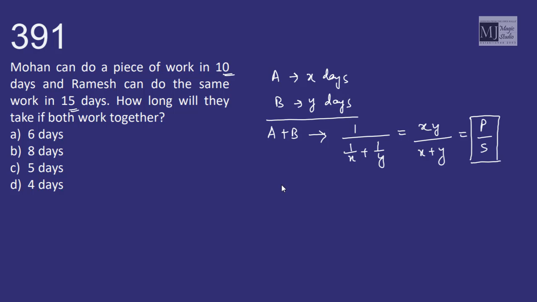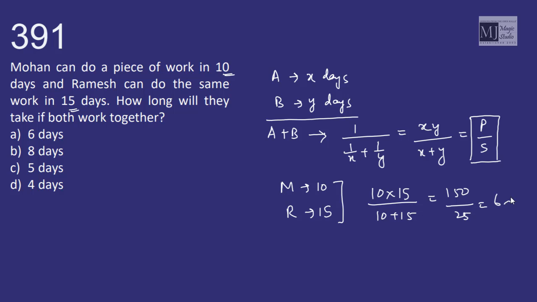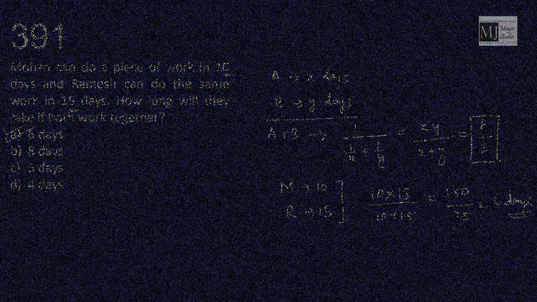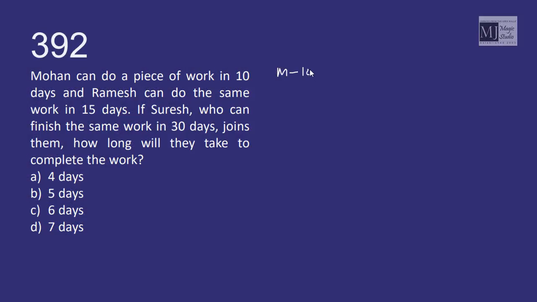So in our case, A, that is Mohan, is taking 10 days and Ramesh is taking 15 days. So the work would be completed in 10 into 15 by 10 plus 15. 150 by 25, that is 6 days. Option A fits in. Mohan can do a piece of work in 10 days. Ramesh can do the same work in 15 days.